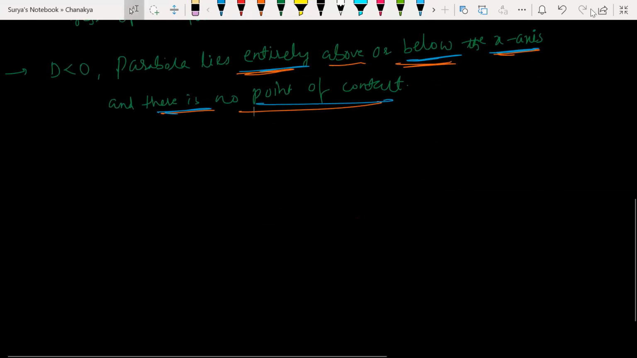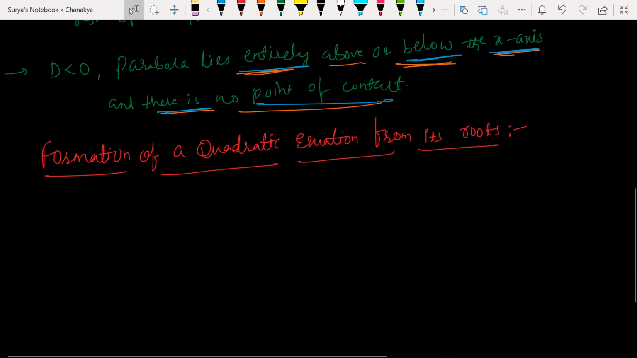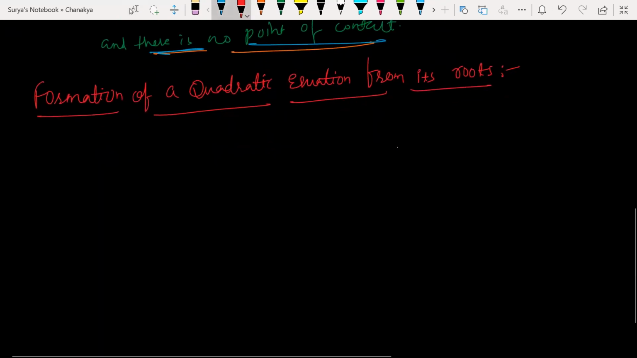So now we'll talk about formation of a quadratic equation from its roots. Getting my point? Formation of a quadratic equation from its roots.